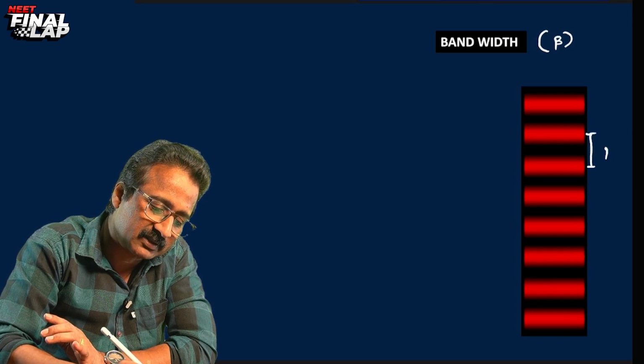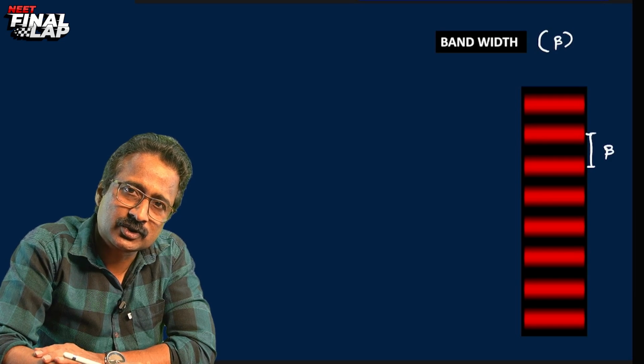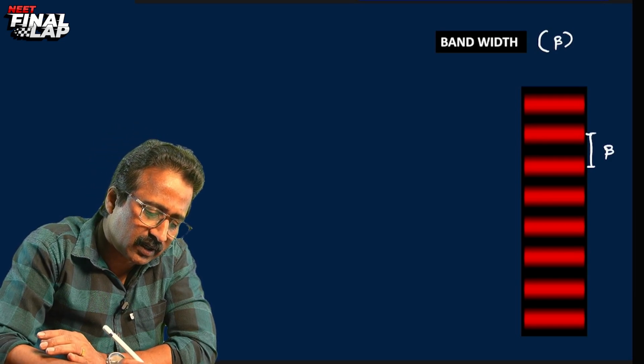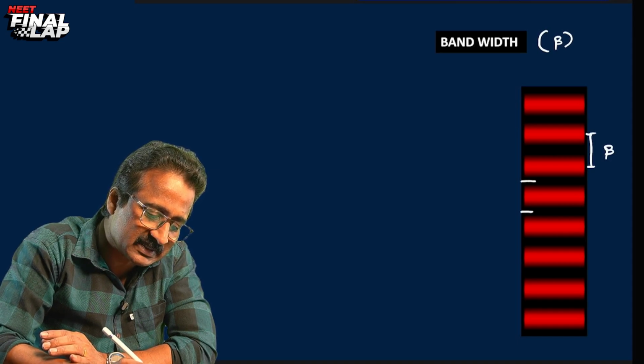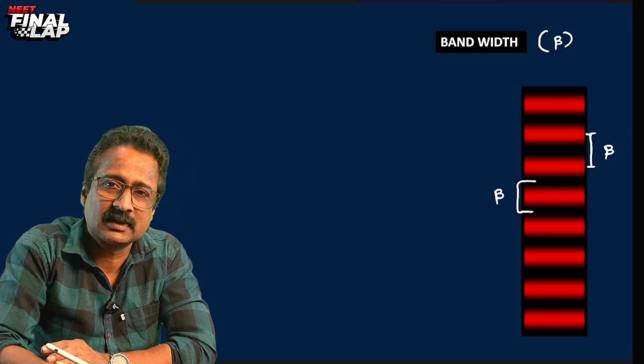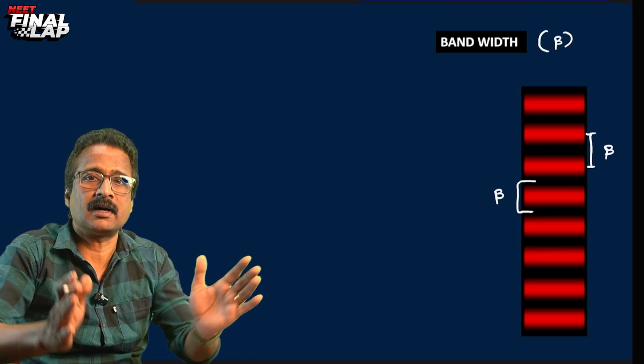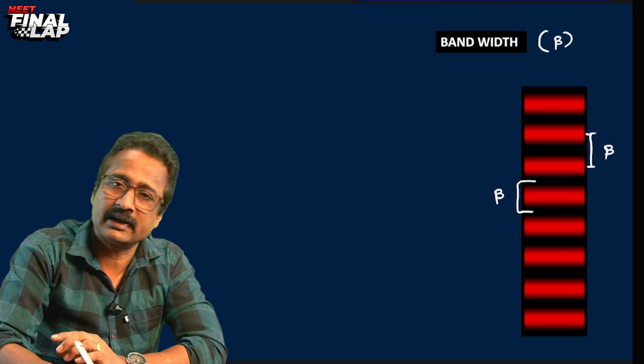It is the distance between two consecutive, or adjacent, bright bands. You can consider it as the distance between two adjacent dark bands as well. That is also equal to bandwidth. Basically, it's a measure of the spacing between the bands. How spaced are the bands? That's the measure of bandwidth.